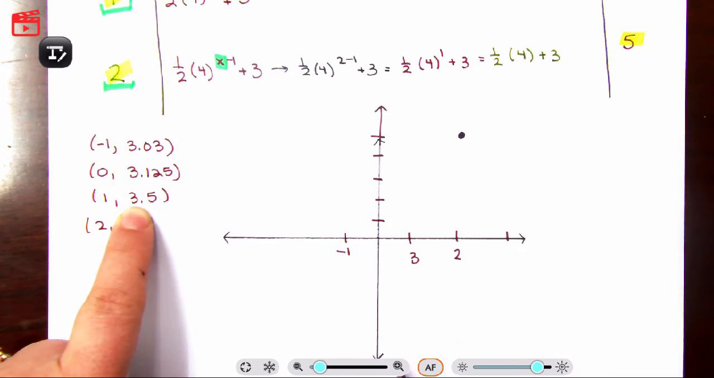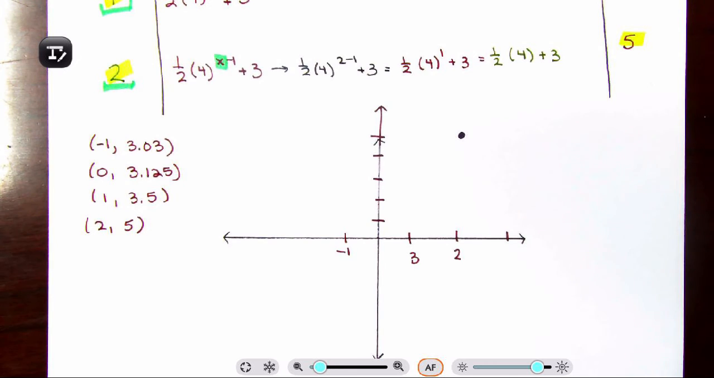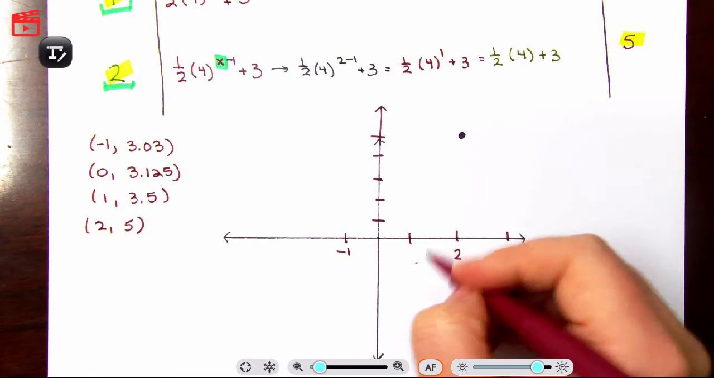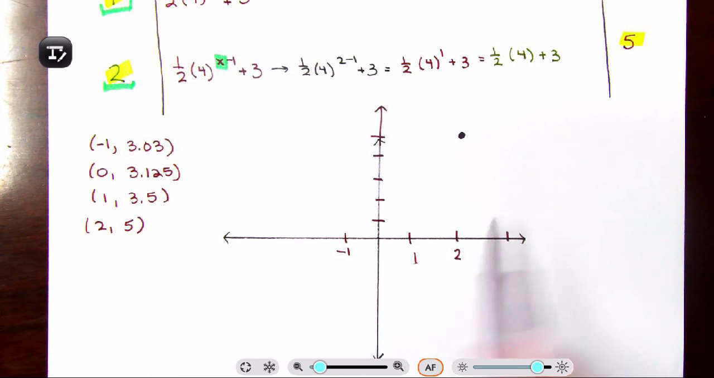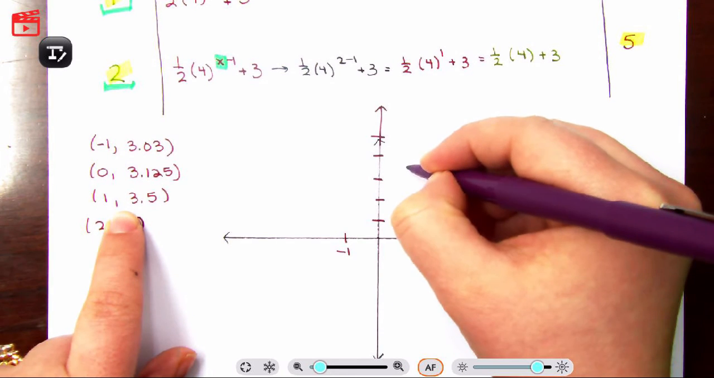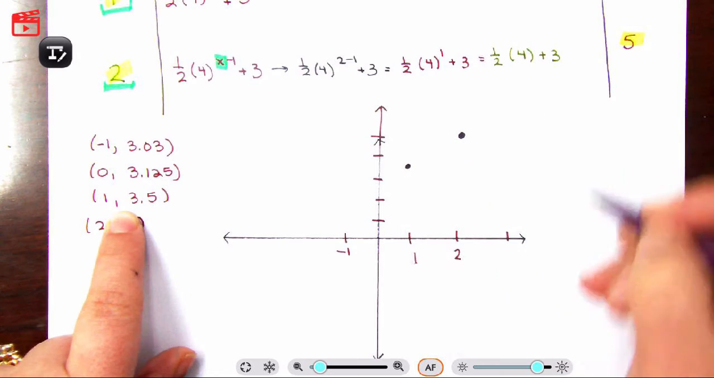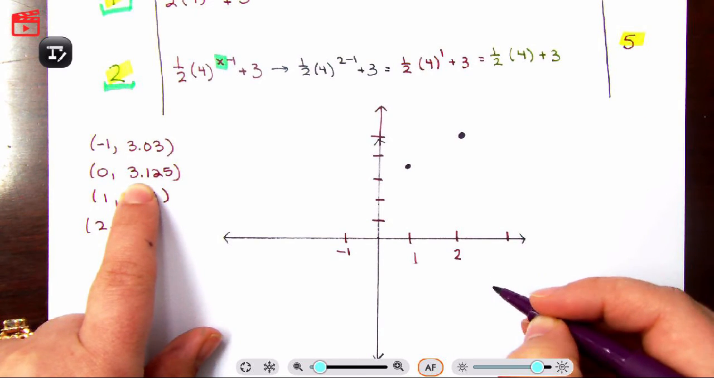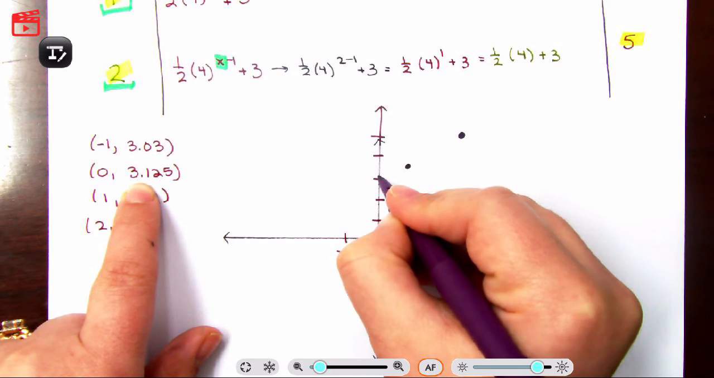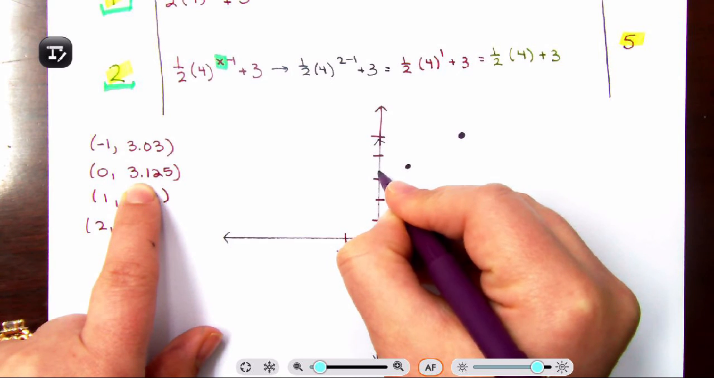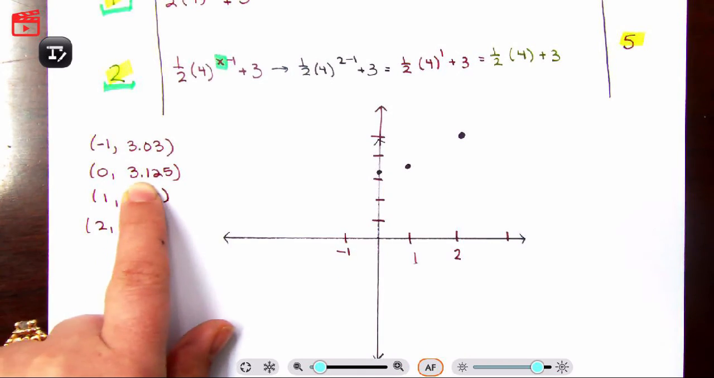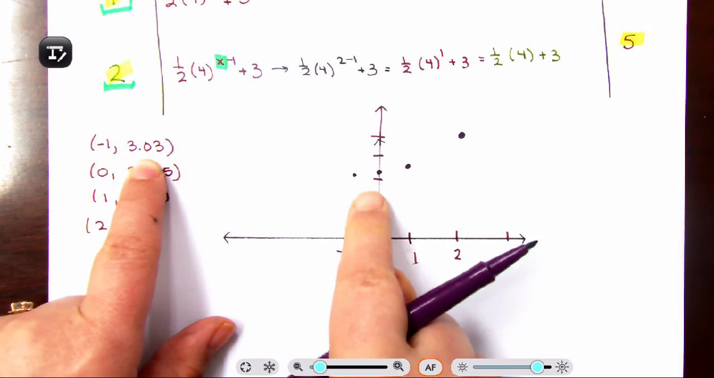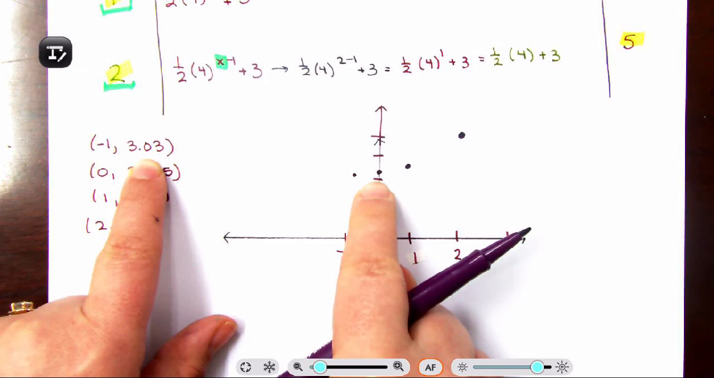So here's, ooh, did you see, you guys, that I put 3 there? Should be 1. I can count. So 1 and 3.5, so 1, 3.5 here. Then I have 0 and 3.125. Then I have negative 1 and even smaller. We're not touching 3 yet.